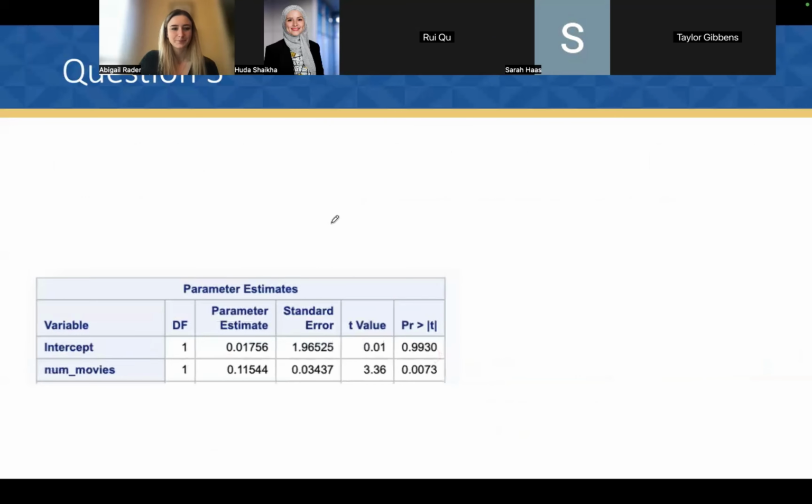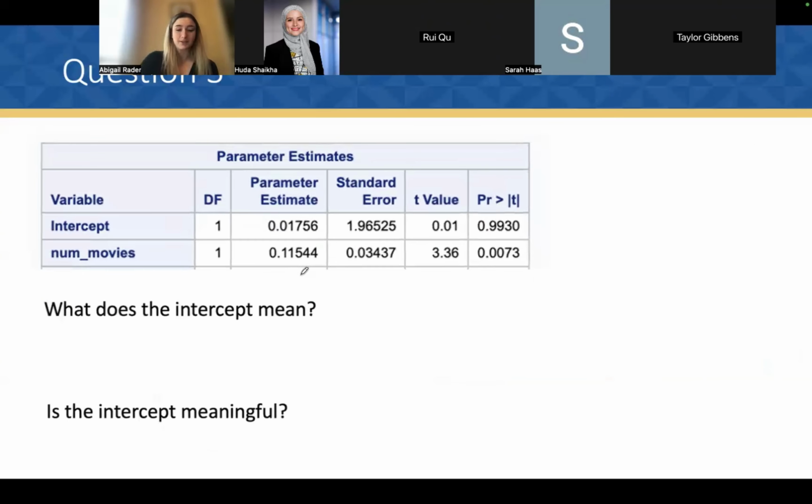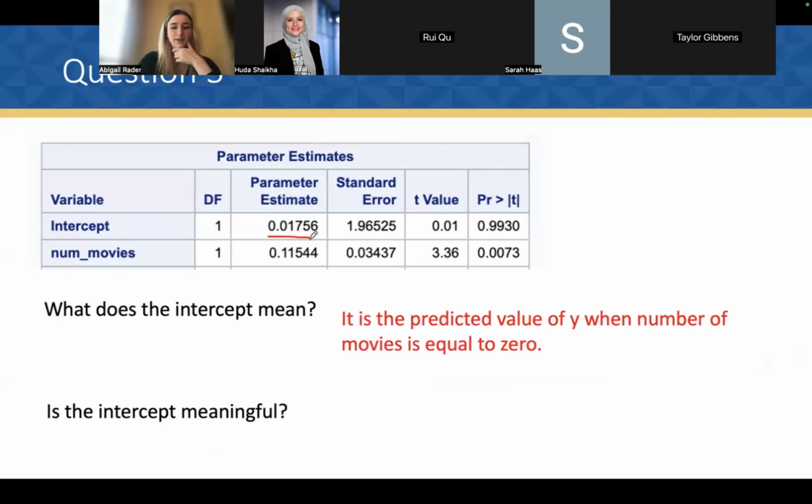Okay, so now we want to do some interpretation, again, a little bit of review from the first half. Our intercept is just the value of y when x is 0. So in this case, the true definition would be, when someone is in 0 movies, their fame score on whatever continuous scale is equal to 0.018.